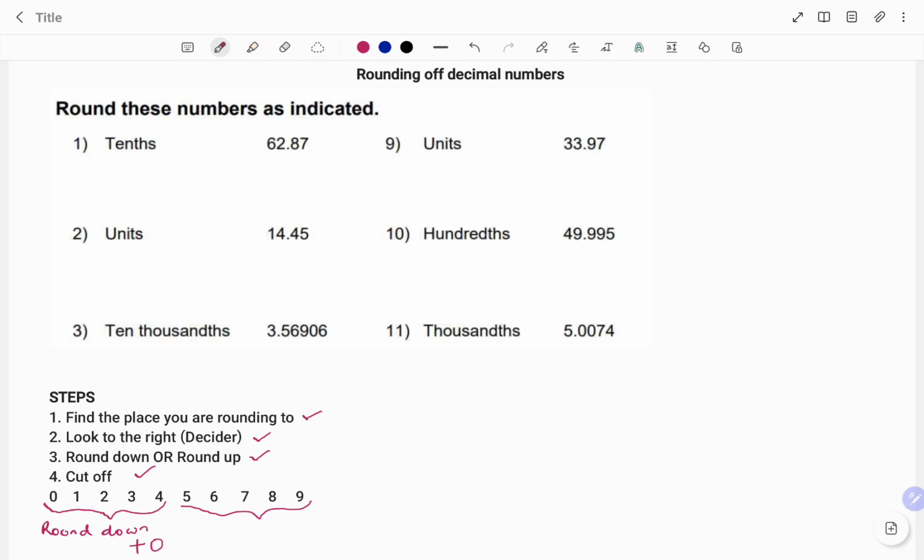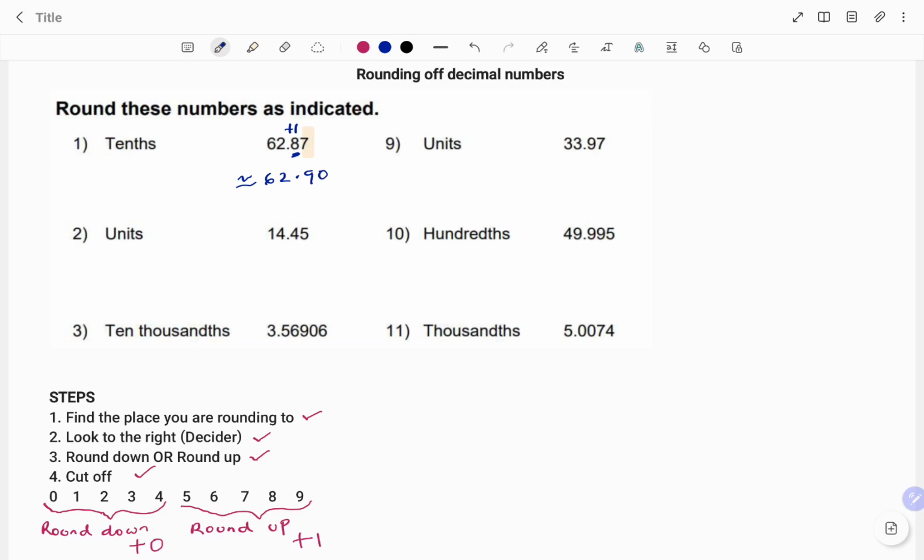Let's look at the following examples. In the first question, you're to round 62.87 to the nearest tenth. The first step is to find the place you're rounding to. It says the tenth, and the number in the tenth position is your 8. Note that you look to the right for your decider. In this case, that's 7. 7 is in the round-up group, that's +1. That means you're going to add 1 to your position. Your new number, rounded up, will be 62.8 plus 1, 62.9. You cut off the remaining number.